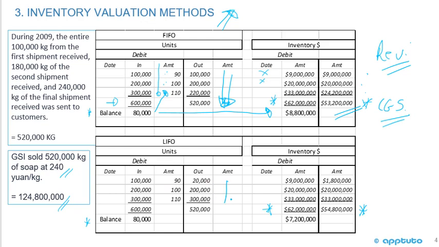So this 300,000 is gone, okay? This 200,000 is gone.